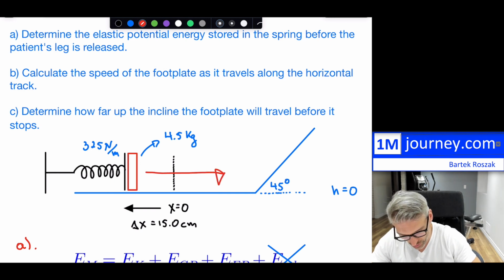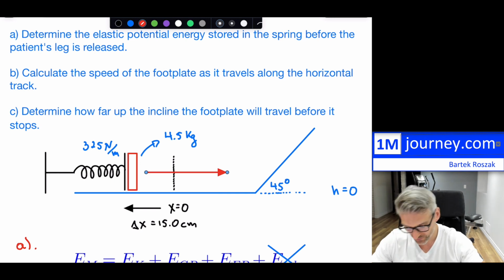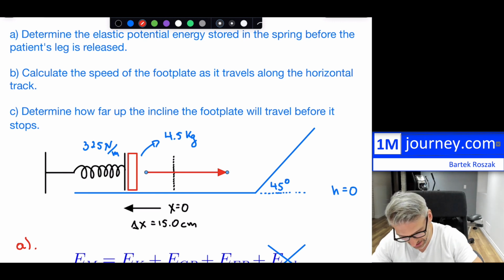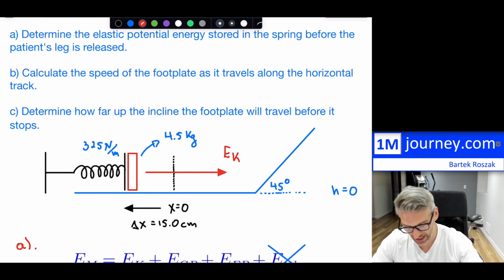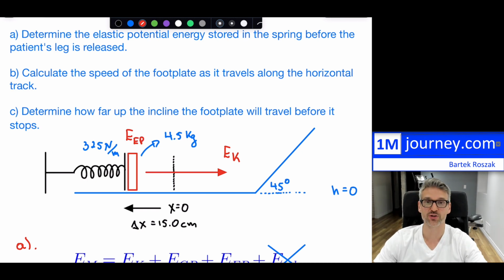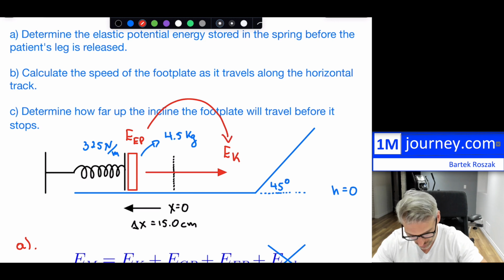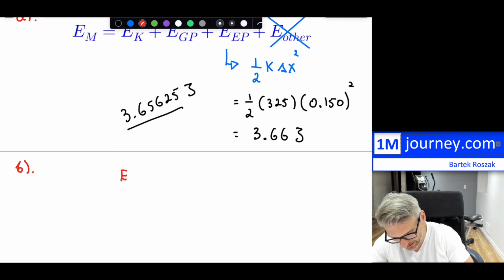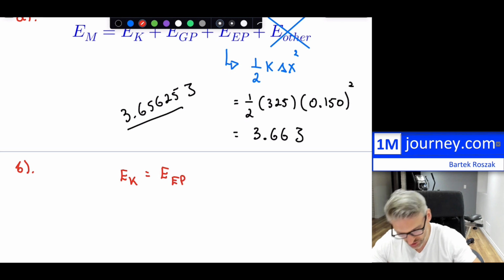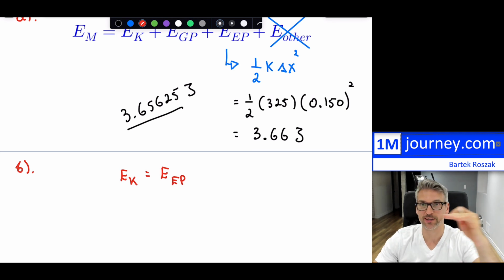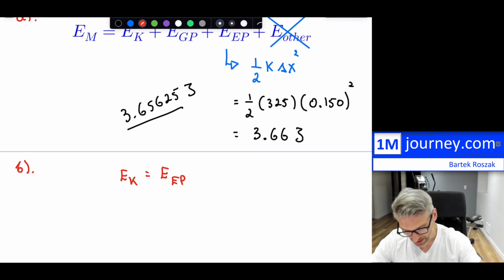So we want to now know, as this gets released, what will be the actual speed that it picks up. It's going to get all the kinetic energy, and that kinetic energy is going to transfer from the elastic potential energy. So this just gets transferred right into this. With this, we know that the kinetic energy is going to be equivalent to the elastic potential energy. There's no gravitational potential energy, at least not yet, because it's on the actual horizontal. So we know what this is.